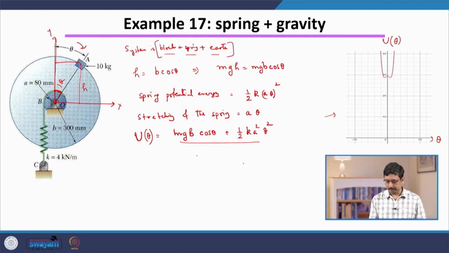So, m is given to be 10 kg, let us assume g is 9.81, and b is the radius. So, remember that we should express this radius, and this is very important for numerical calculation, to be consistent, always try to use SI units. So, it is given in millimeter, convert it into meter. So, that is 300 millimeter, which is 0.3 meter.